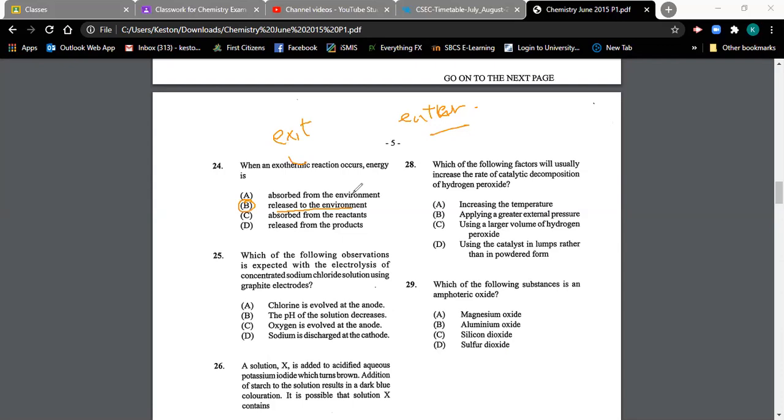Yeah. 25. Which of the following observations is expected with the electrolysis of concentrated sodium chloride solution using graphite electrodes? So these electrodes are inactive. They're not going to participate. And then we need to take this into consideration. It's concentrated. So which ion is going to be preferentially discharged at the electrode? Let's see what they have. Chlorine is evolved at the anode. What do we have going to the anode? At the anode, we're going to have anions going there. And the anions in solution are going to be the OH minus and the chloride ion. Right? pH of the solution decreases.